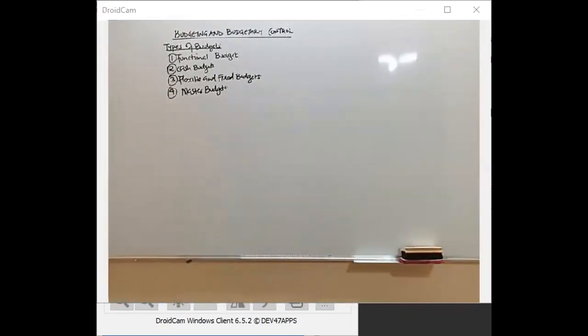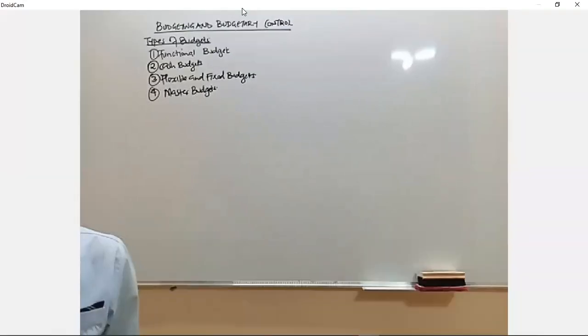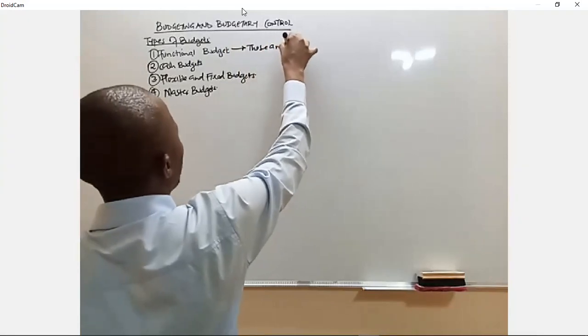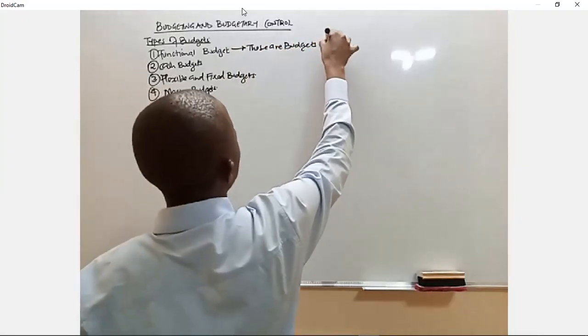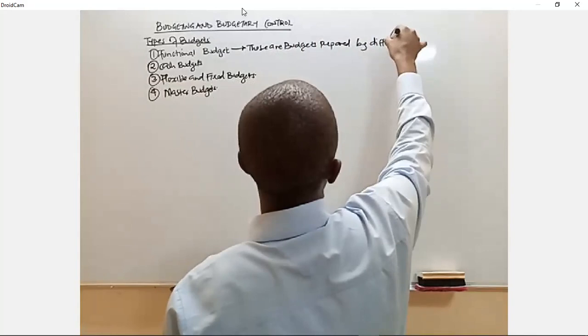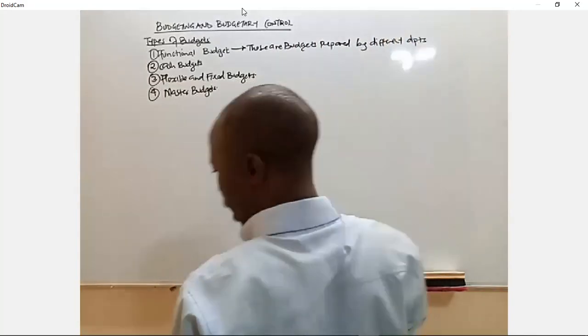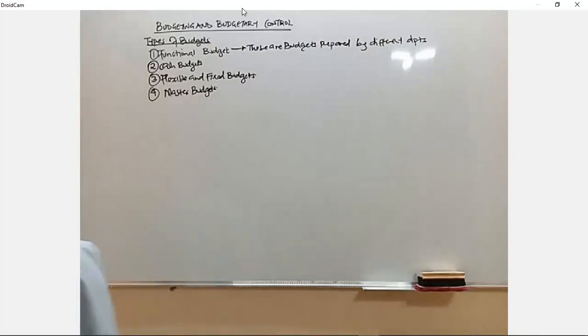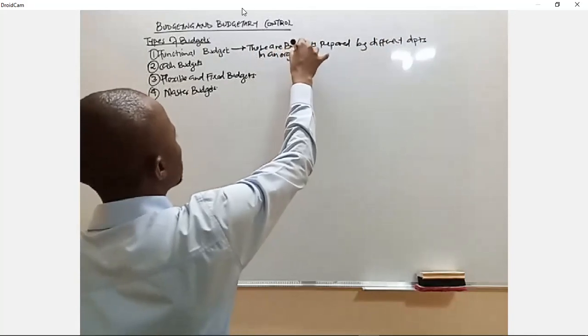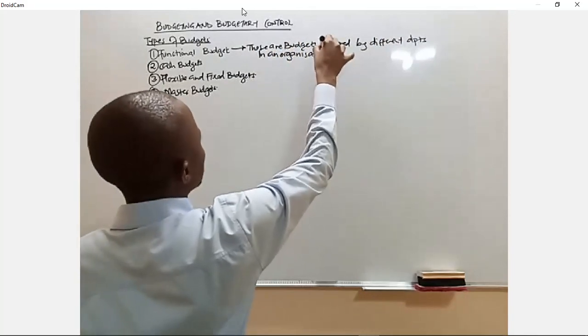Now, we can say that they are going to lie under the functional budgets, since when we look at the aspect of the functional budget, we know very well that these are the budgets prepared by different departments in an organization.